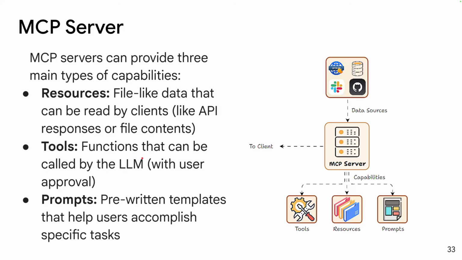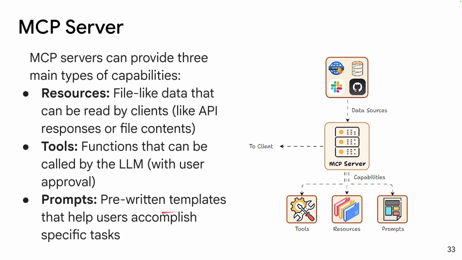For example, let's say I am using a GitHub MCP. What are the tools that I can use? The tools can be maybe git commit, or maybe I want to git pull, or I want to git push. Those are all the tools, or functions, available inside. Then they have a prompt. A prompt is basically a pre-written template that helps the user to complete certain tasks.